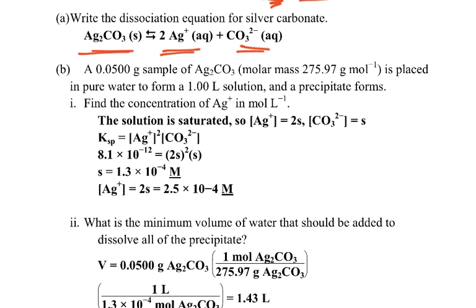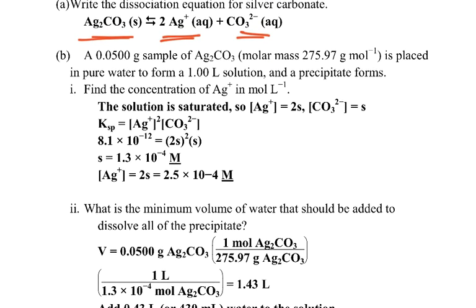Then we go on, it says a 0.05 gram sample of silver carbonate is placed in pure water to form a 1 liter solution and a precipitate forms. So what that implies is that if I was going to make a solution and I put some of my solid in, not all of it dissolves. Okay, we're going to end up with some solid at the bottom. So that means that the solution itself is saturated. We can do a calculation with that, but there is some solid at the bottom.